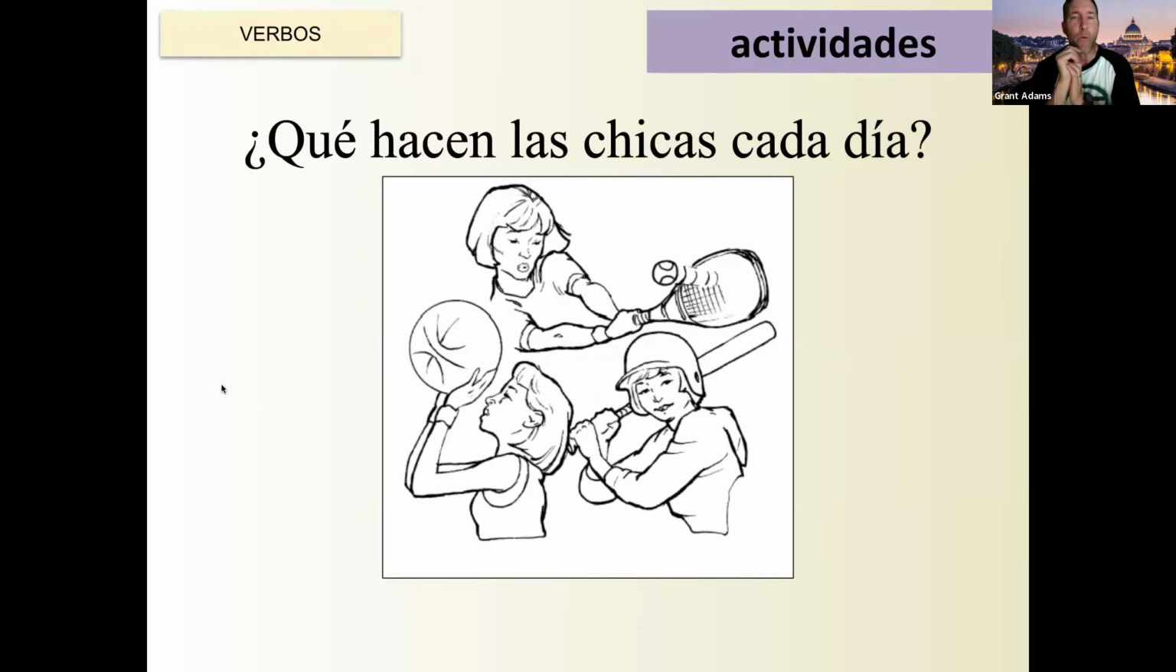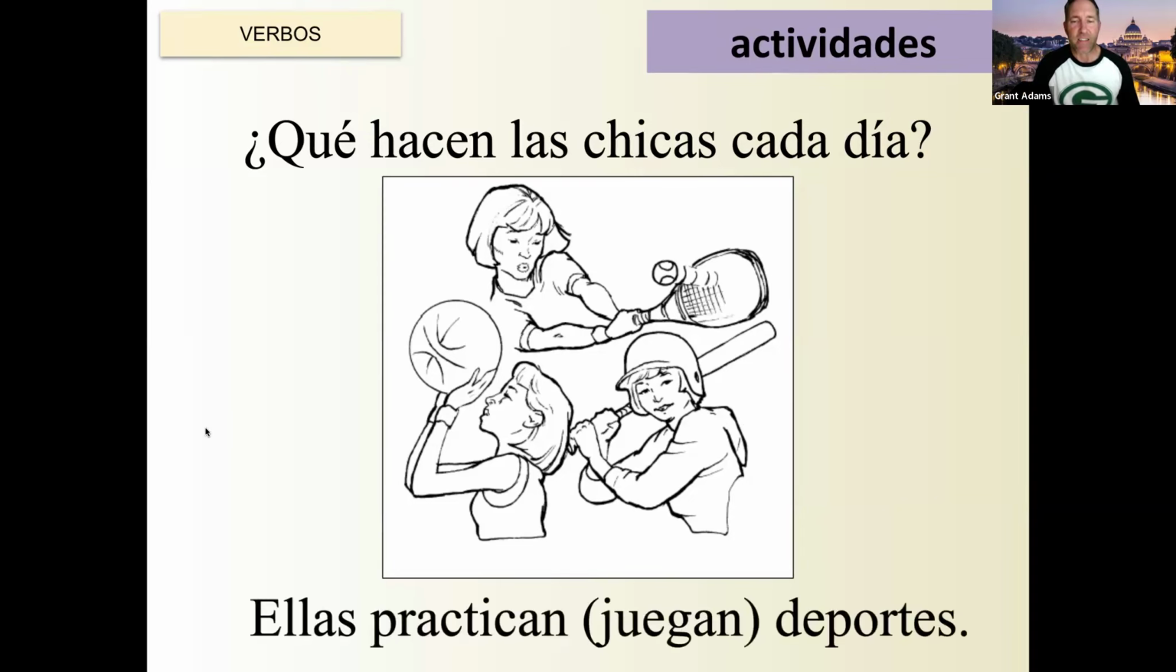¿Qué hacen las chicas cada día? What do the girls do each day? ¿Qué hacen las chicas? I will accept a couple different responses. Podemos usar 2 opciones. Podemos decir practicar como practicar deportes, or we can say jugar deportes. Now, I'm giving you the verbs. How do you conjugate it? Okay, muy bien, excelente. A lot of you are choosing jugar. Now, this is one of those ugly stem changing verbs. Ooh. ¿Qué hacen las chicas? Ellas juegan, or practican, but juegan is the verb you guys are trying to write. Juegan deportes. Excelente, muy bien.